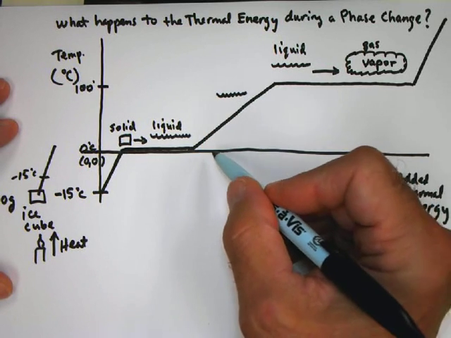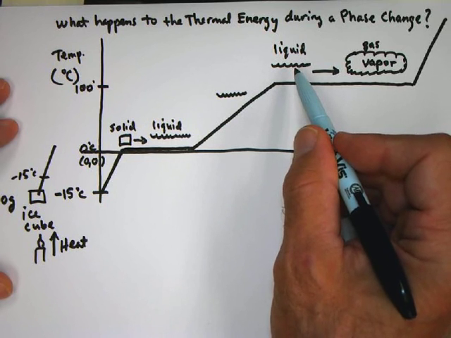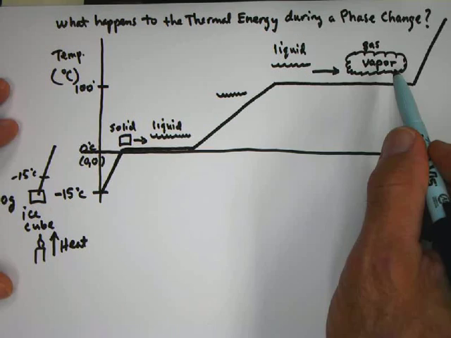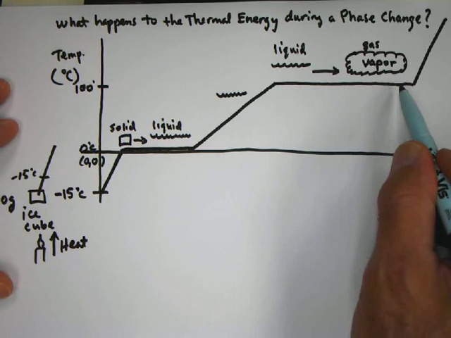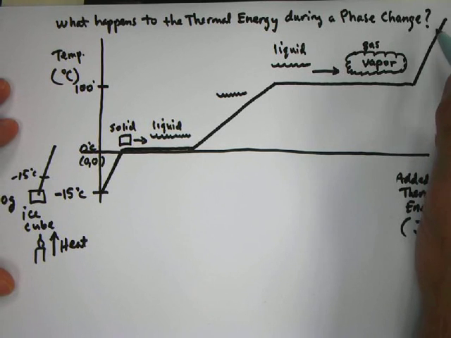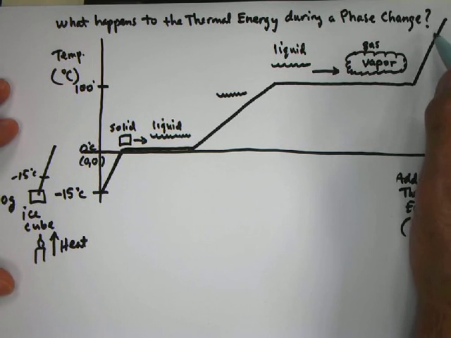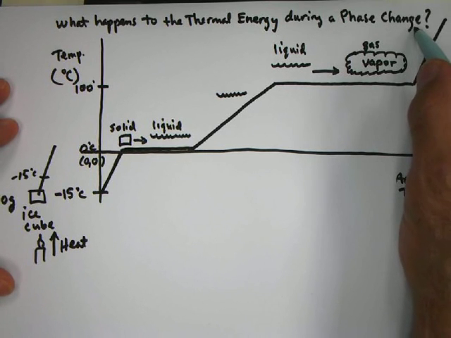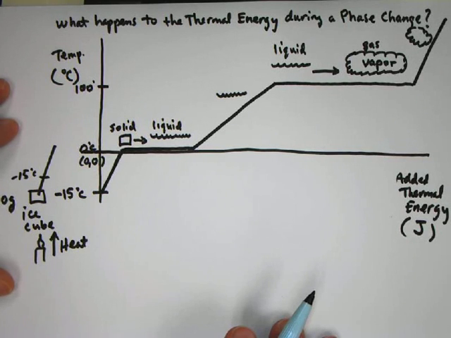it converts from liquid water, it'll convert to 10 grams of water vapor, and during that time there won't be a temperature change again. Once it's all vapor, then if more heat is added, more thermal energy is added, that vapor will then rise in temperature up to the hundreds of degrees. Okay, this is called a heating curve.